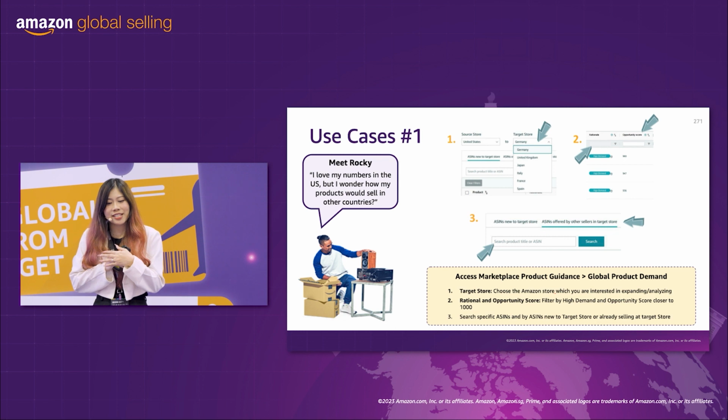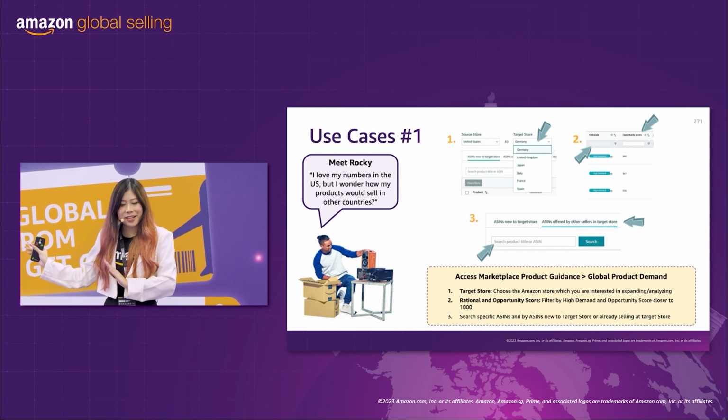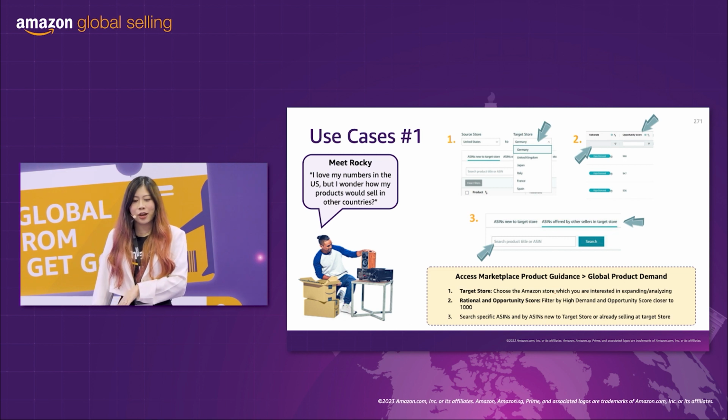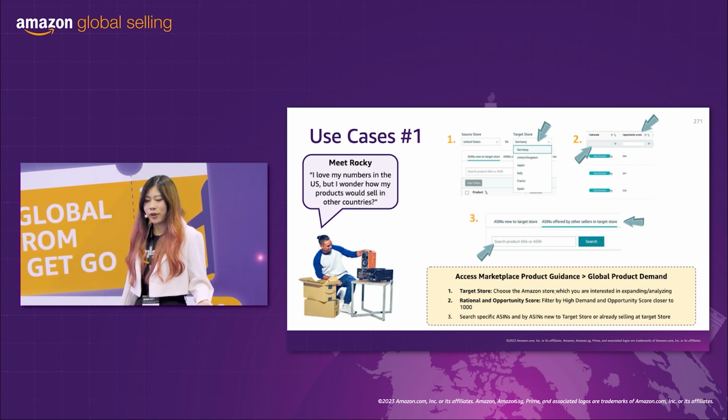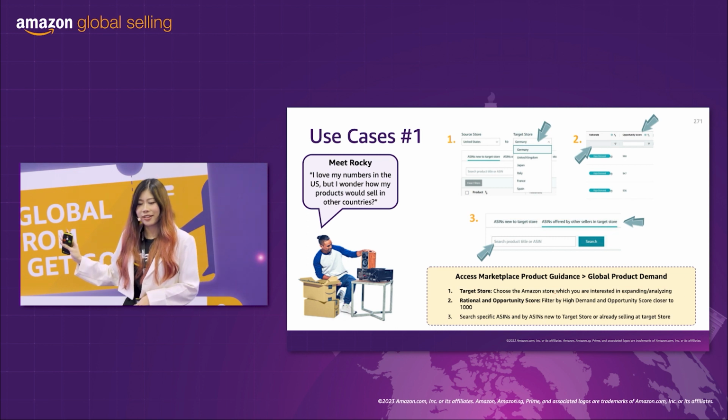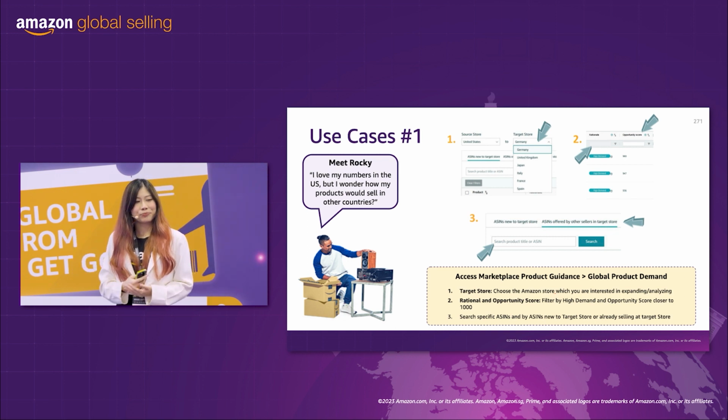Okay, so let me share some use cases. So there's this person called Rocky. They are selling well in the US, but they are wondering how their products will do well in other countries. So how can you find that out? Basically, you can use marketplace product guidance and filter accordingly. Maybe you can take a quick picture over here.